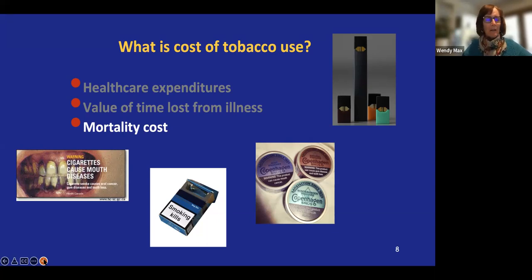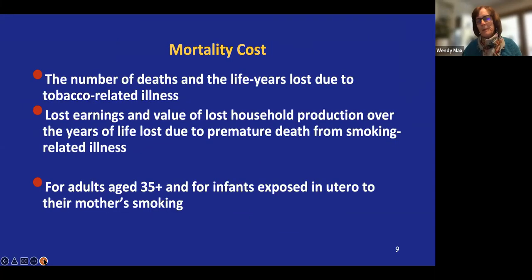There is a mortality cost associated with tobacco use. And here what we look at is the number of deaths, and we also add up the life years lost. So if a woman dies at the age of 65, but her life expectancy was 90, then she's losing 25 years of life. So we also add up the life years lost, and we attempt to value these years by looking at what they would have earned in the marketplace if they were so engaged, and the value of that unpaid household production.